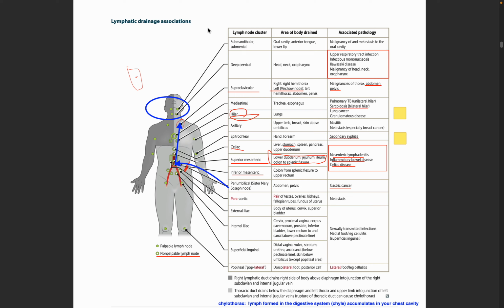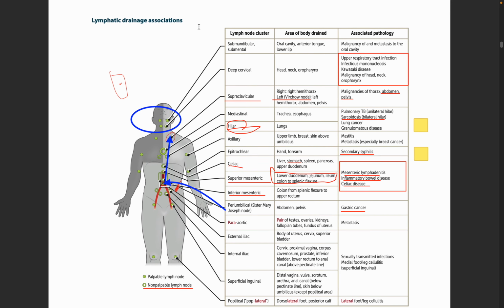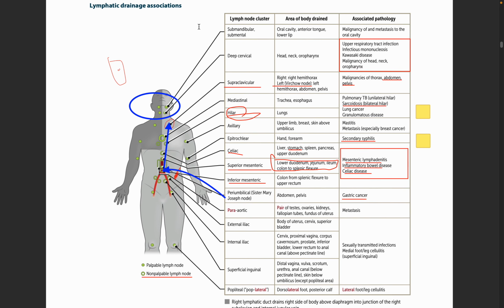So actually today's topic was the lymphatic drainage associations, that how the areas of the body are drained into the lymph node regions and how they are important or significant regarding different pathologies. The main purpose of the lymph node drainage is that lymph from one area of the body gets drained to another lymph node, and then that lymph will be spread towards all over the body.